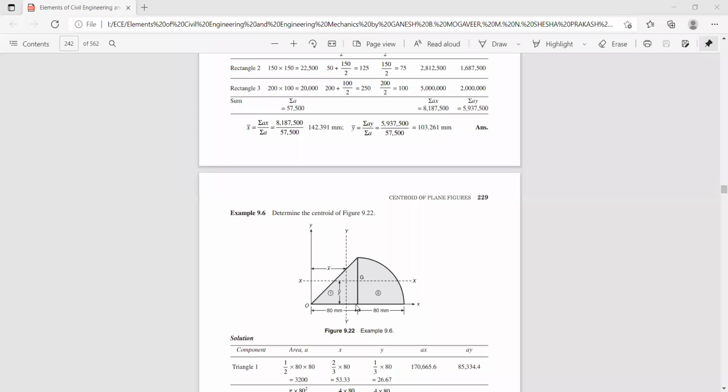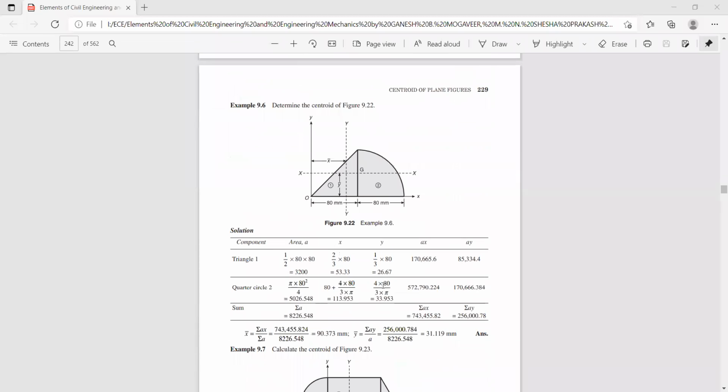Now similarly, y1 and y2. y1 is measured with respect to the x-axis. Now this is the center of the triangle, which is at a distance h by 3 from the base and 2h by 3 from the apex. Since you are measuring with respect to the x-axis, it is h by 3. That is nothing but 80 by 3. And the center of the quarter circle with respect to the x-axis is 4r by 3 pi.